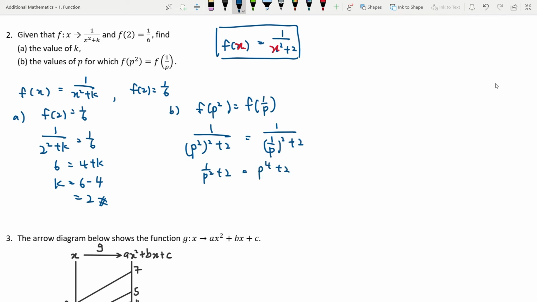We minus 2 from both sides. We are left with 1 over p squared equal to p power 4. Then we multiply both sides with p squared. We get 1 equal to p power 4 multiplied with p power 2. By the law of indices, we get 1 equals p power 6. To solve for p, we need to take the 6th root of 1.